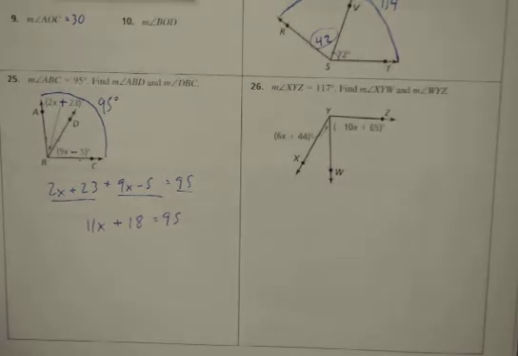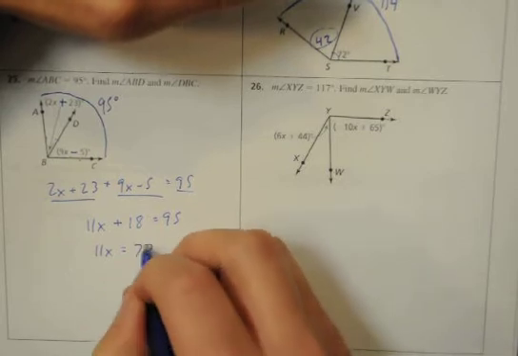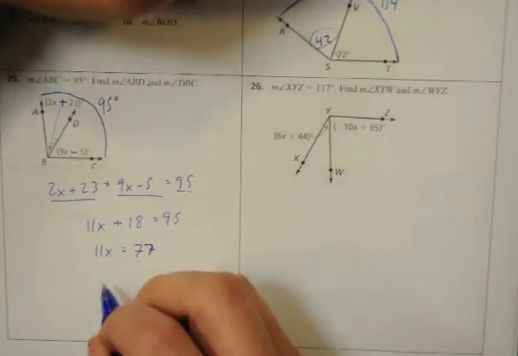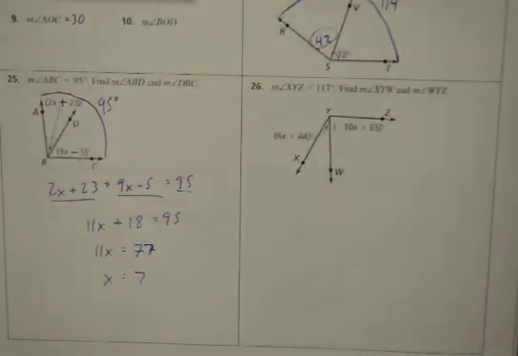Subtract the 18, divide the 11, x equals 7. If we answer our question though, you gotta make sure you answer your question. The question was not to find x. X is a means to an end.